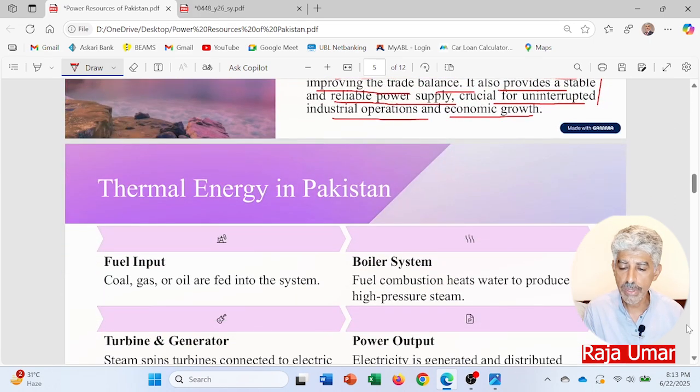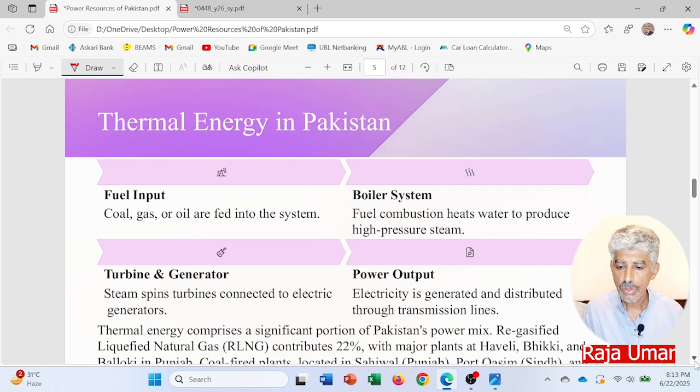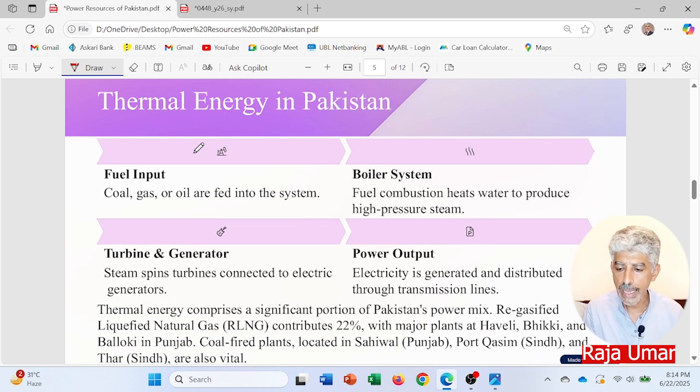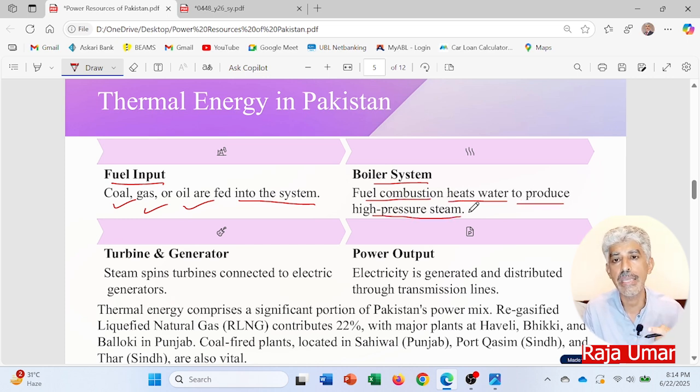So now talking about thermal power in Pakistan. Thermal power requires certain fuels like coal, gas or oil to be fed into the system. Boiler system: fuel combustion heats water to produce high pressure steam, and that steam is actually rotating those turbines. It is really very much like the pressure cooker we use at our homes for cooking harder food like meat.